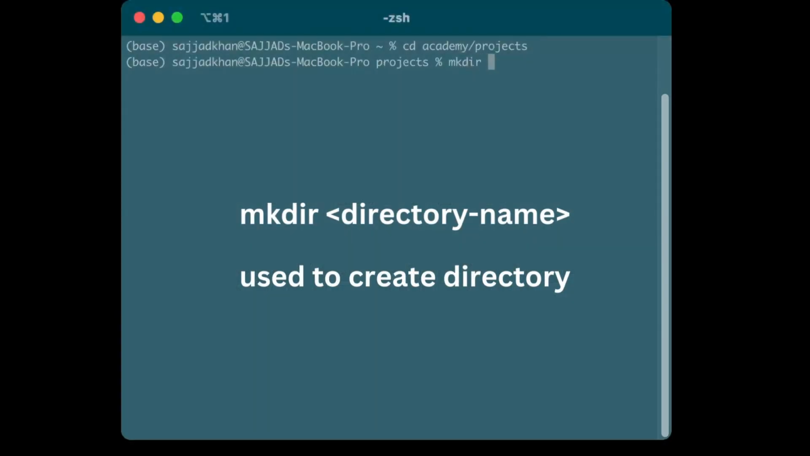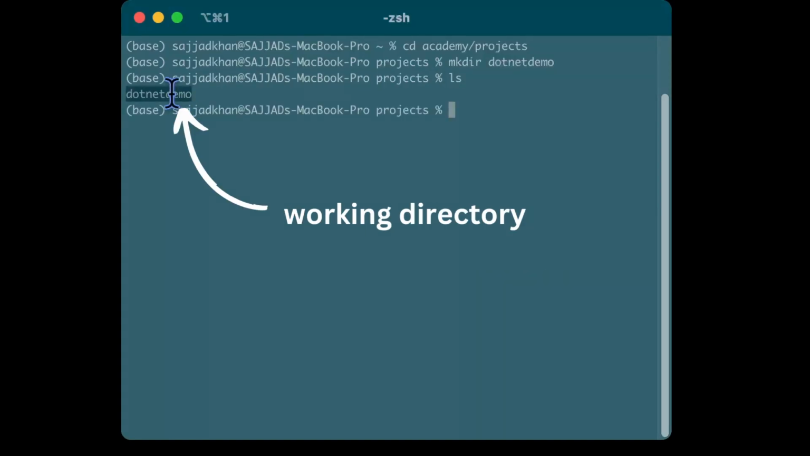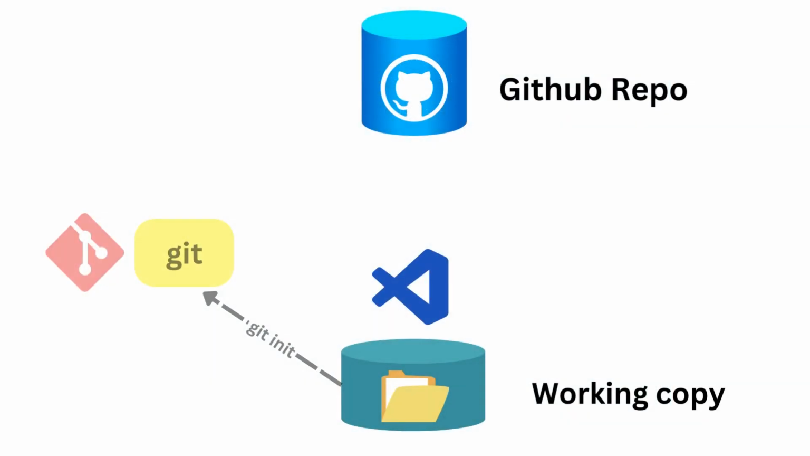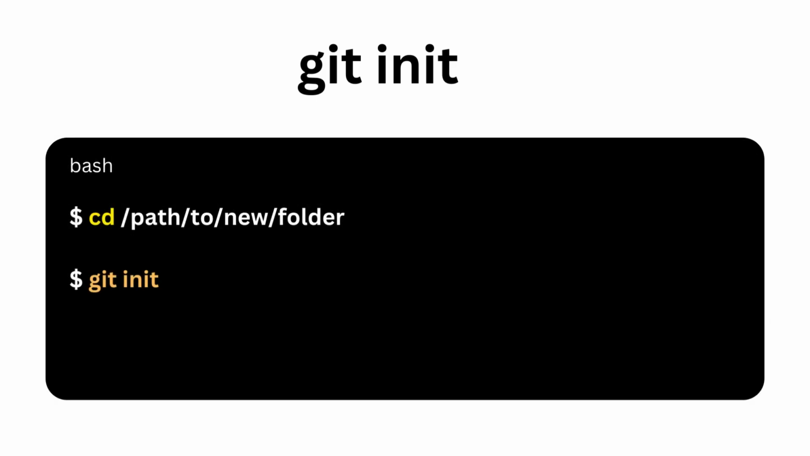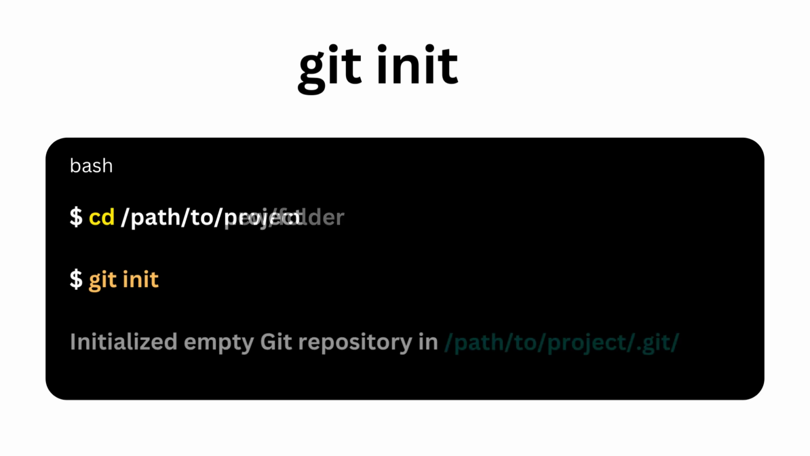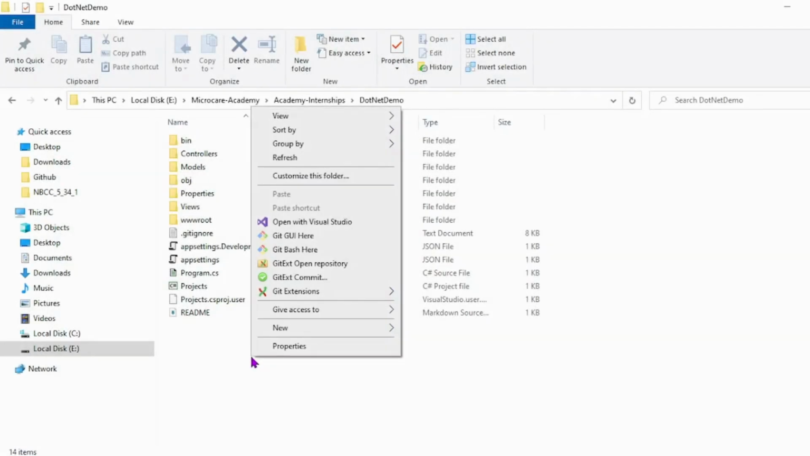Let's create a working directory. I am using the command mkdir to create a folder at a certain path, which will be our working directory. After creating a working directory, we need to initialize a Git repository. git init is a Git command that initializes a new empty Git repository in the current working directory. When you run git init, it creates a hidden .git directory in the root of your project folder.